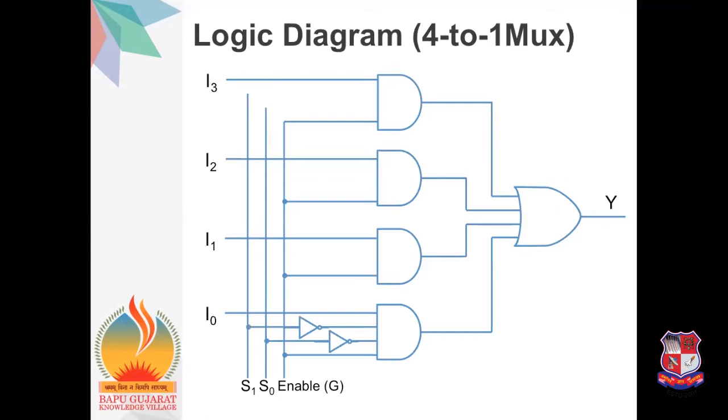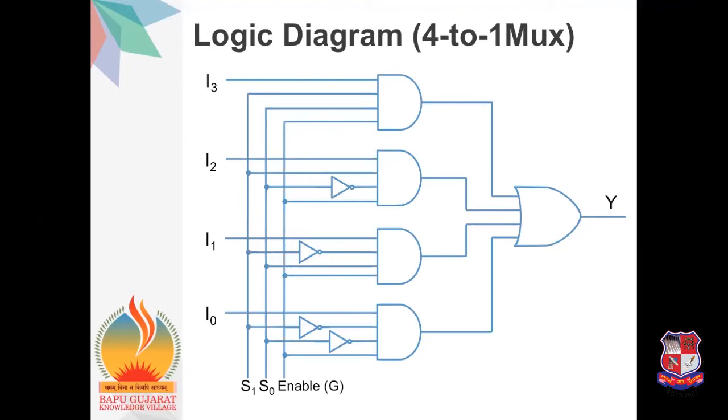So here for the I0 input, S0 bar and S1 bar are provided. For I1, S1 bar and S0 are provided. For I2, S1 and S0 bar are provided. And for I3, S1 and S0 are provided as input. So this is the logic diagram of the 4 to 1 mux.